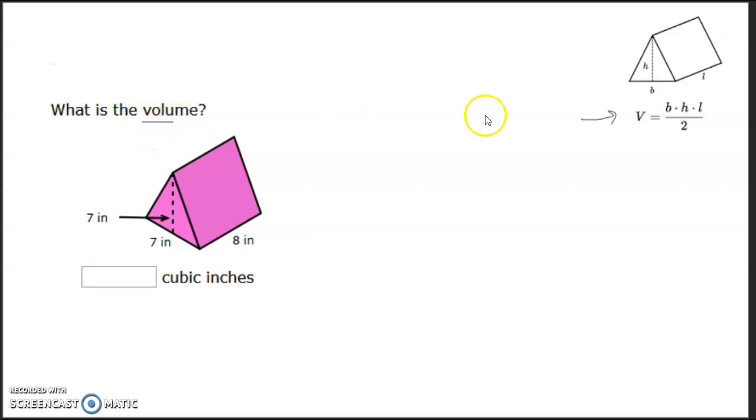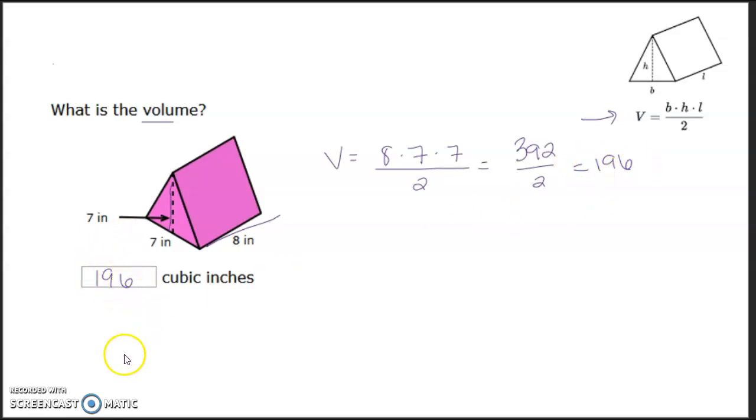So it says, what is the volume? Well, using this formula, volume is the base times the height times the length, all divided by 2. So the base is 8 times the height, which is 7, times the length, which is also 7, all divided by 2. Okay, so we have 8 times 7 times 7, which you can, of course, use a calculator for, which is 392 all over 2. So then we'll divide that by 2, which is 196. So the volume in cubic inches is 196.